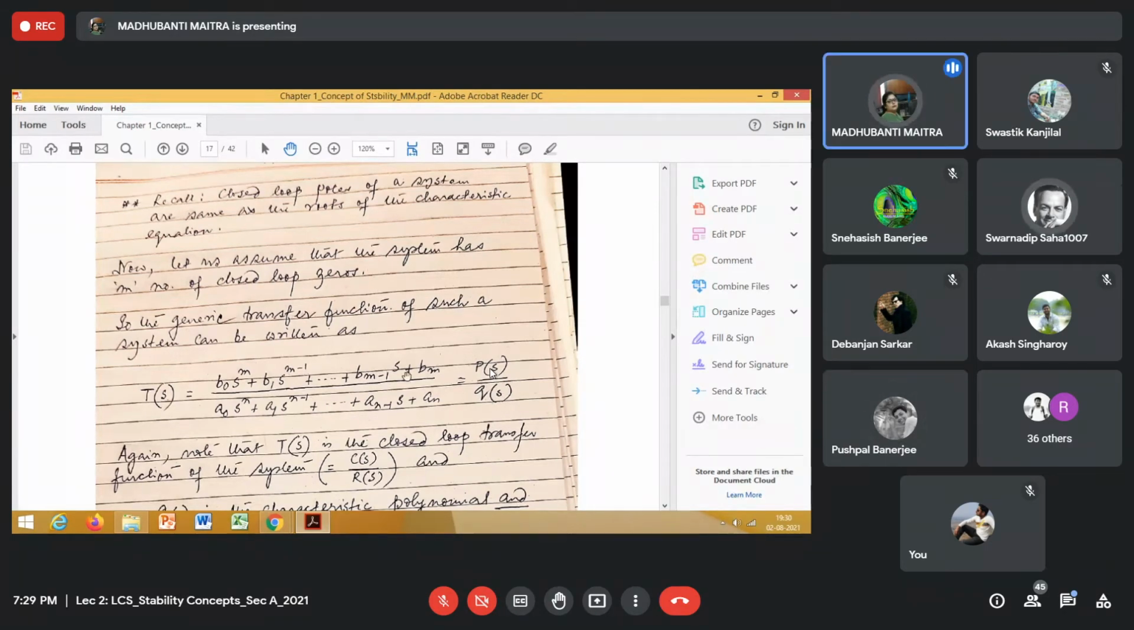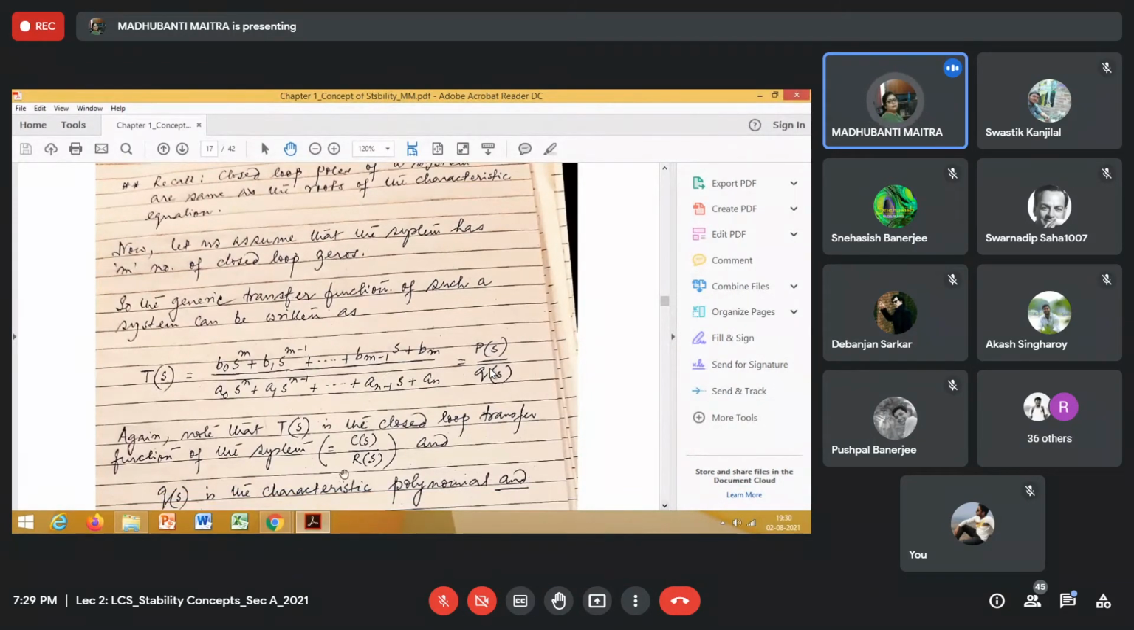So I'll follow this particular convention throughout this course. Now you can write it in a different way as well. In some books, you will find that the polynomial is described as bm s to the power m plus bm minus 1 s to the power m minus 1, and likewise, down to b1 s plus b0. An mth order polynomial can be written in that way also, but I'm comfortable with this particular convention, so throughout this course I'll follow it.